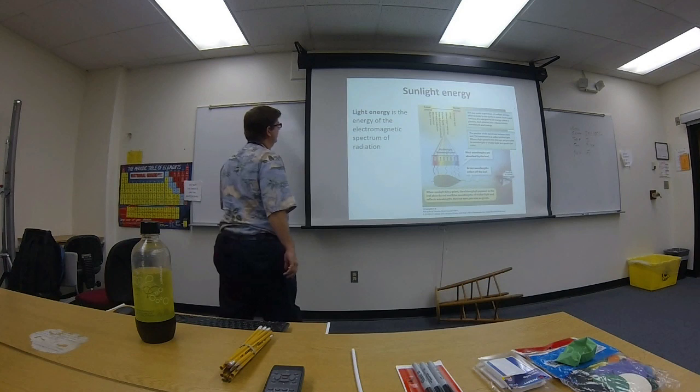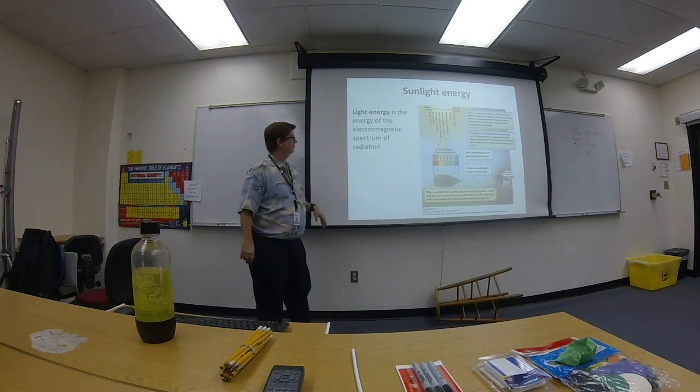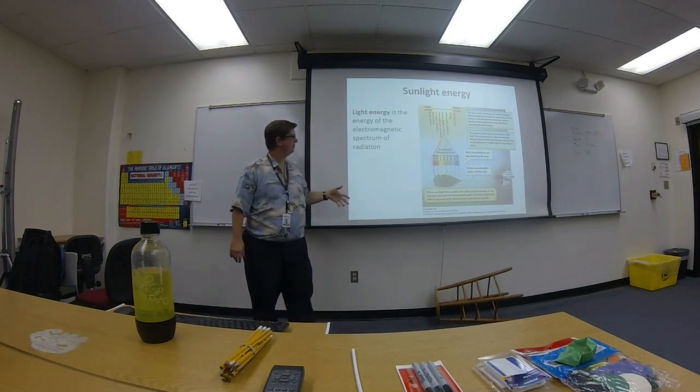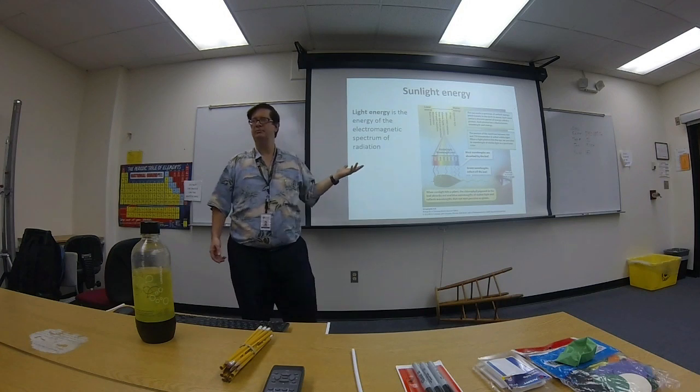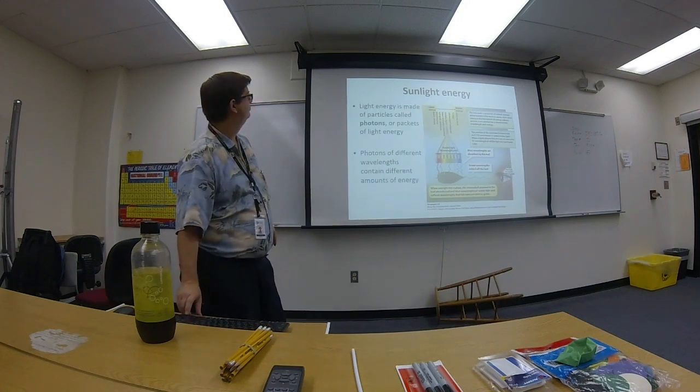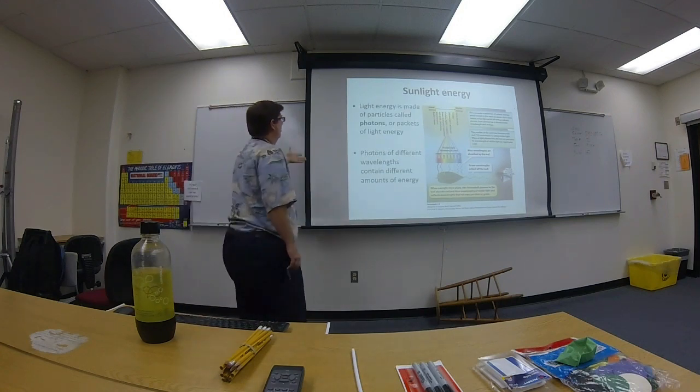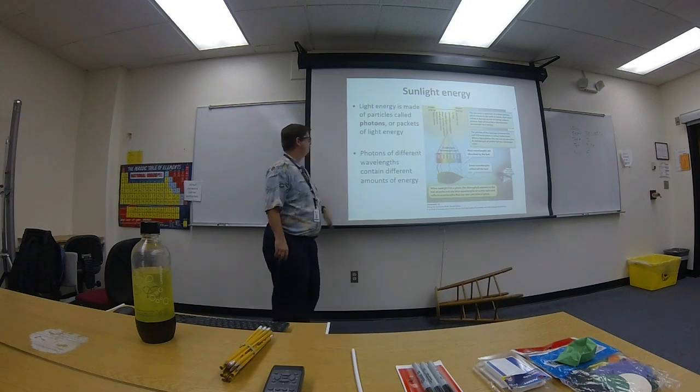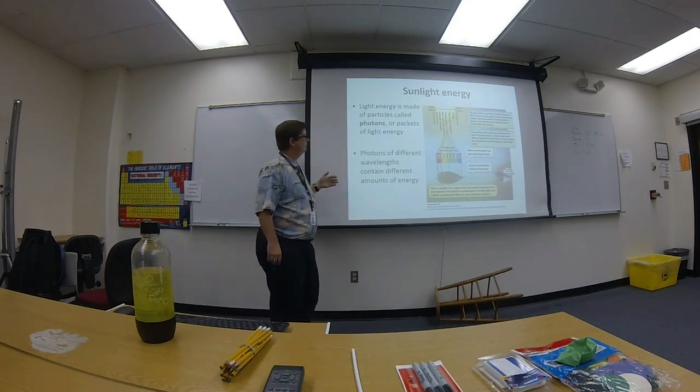So light energy, it's energy in the electromagnetic spectrum. It has different wavelengths. So different wavelengths have different energies. Good? So light is made of photons. We already said that, moving photons. Different wavelengths, different amounts of energy.